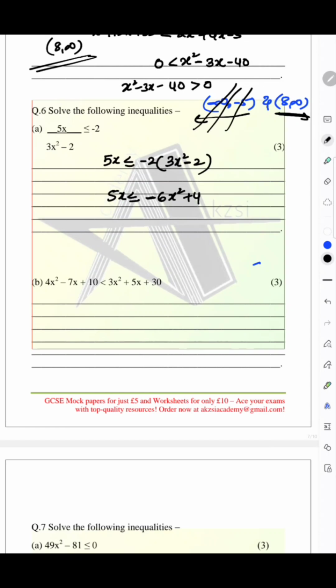Now bringing all the terms on the right hand side onto the left hand side, it will give you 6x squared plus 5x minus 4 less than equals 0. We have to just make the factors, which means we have to find two numbers. Their sum should be equal to 5 and their product should be equal to negative 24.